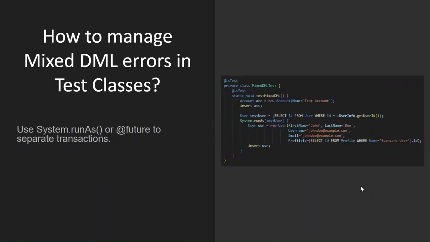So how to manage mixed DML error in a test class? You can use System.runAs or @future to separate the transaction. We generally use System.runAs, where you can see in the example code here that we have this test method, and we are inserting this account record, and after that we are fetching this user and using this user to insert this different user record. So this is how we manage mixed DML errors in test classes. So let's move to the next question.